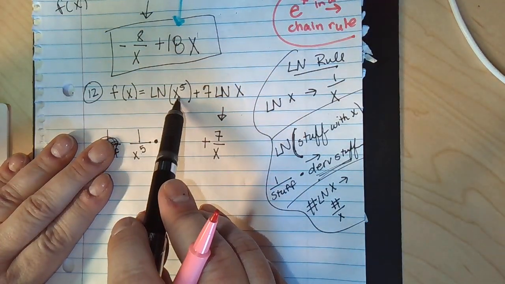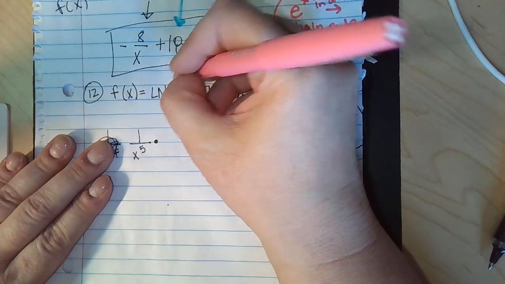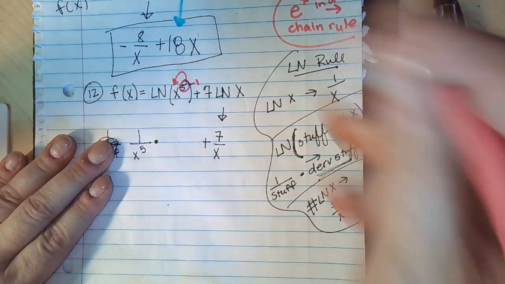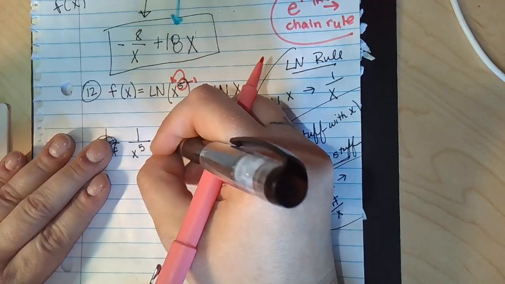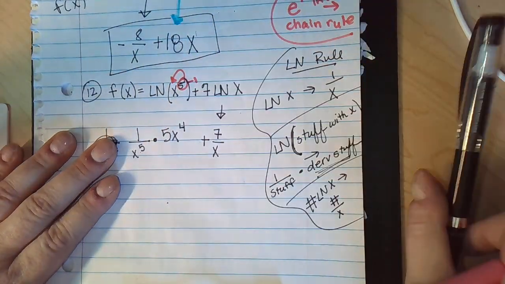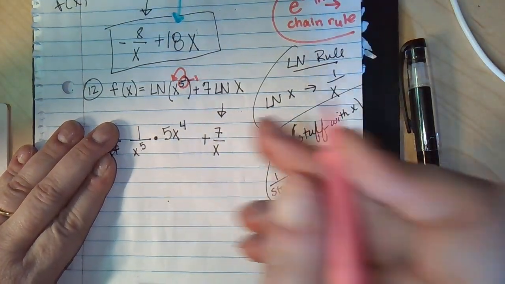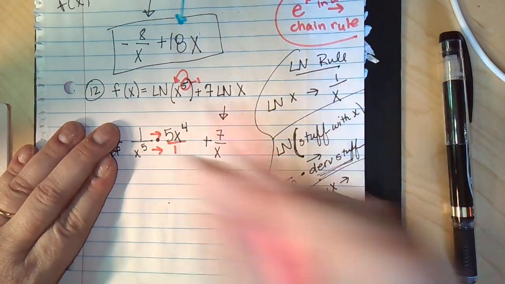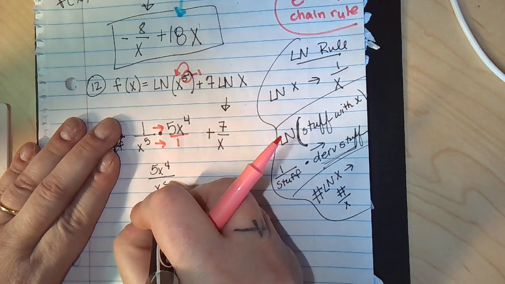Okay, what's the derivative of x to the 5? Well, you take the exponent, you bring it down in front, you multiply it, and then you subtract 1 from the exponent. So 5, bring it down in front, makes 5x. Subtract 1 from the exponent, makes 4. Then something awesome happens. When you multiply fractions, you multiply left to right. And we get 5x to the 4th over x to the 5th.